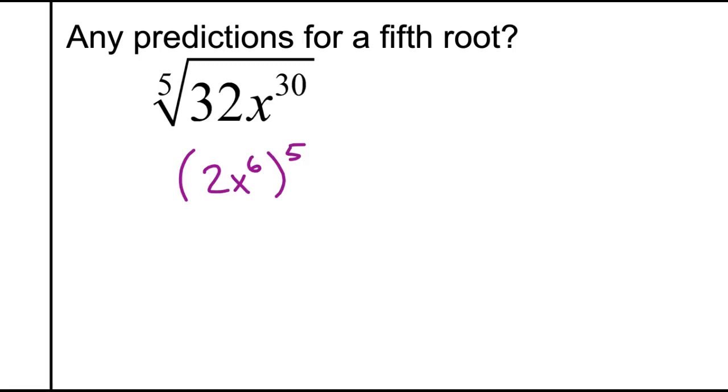Yep, that would be, right? It's 2 to the 5th, and x to the 6th to the 5th is going to be x to the 30th. Good. So the answer to this one is 2x to the 6th. Perfect fifth root.